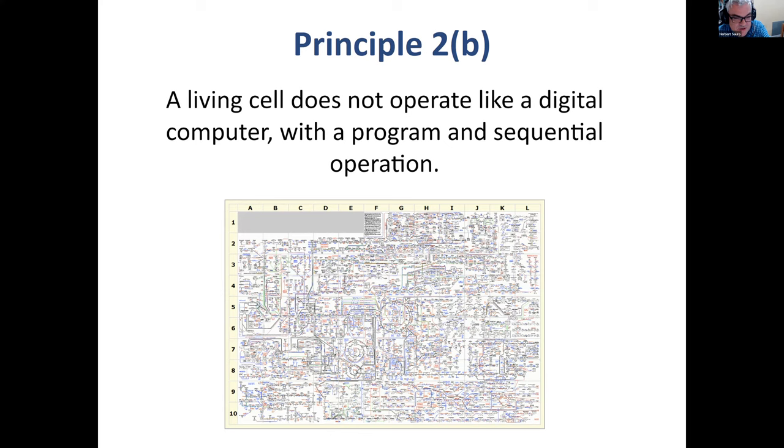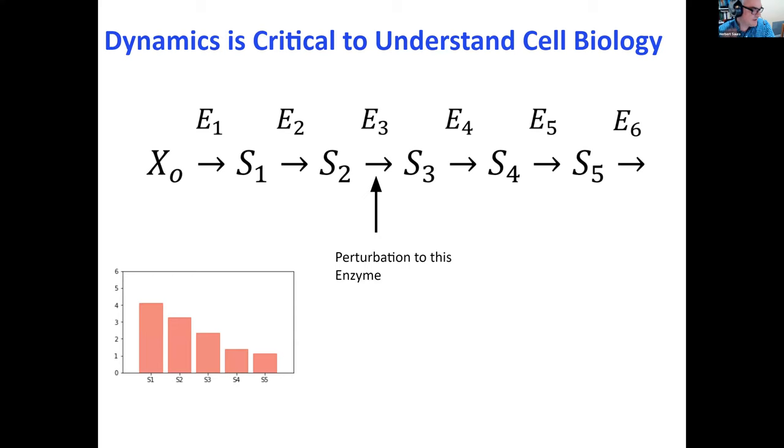So, okay, let's do some studies then, shall we? Here I have a pathway. It's got 6 steps, 5 metabolites. This step at the beginning, X0, indicates this is fixed, okay? So what I'm going to do is run a simulation of this, and then we're going to do a perturbation of this step, okay?